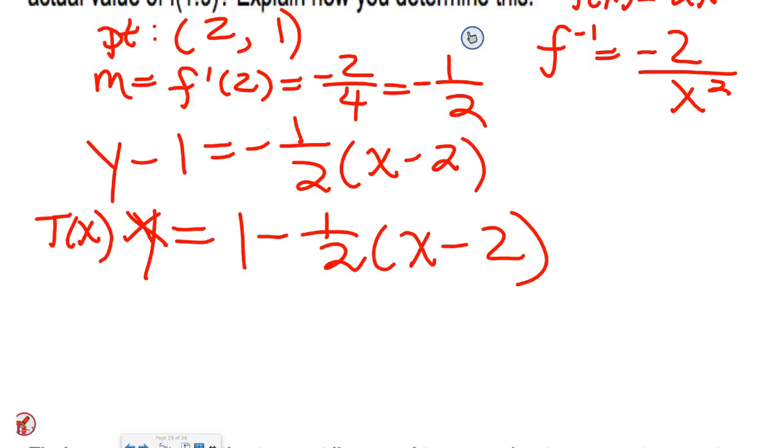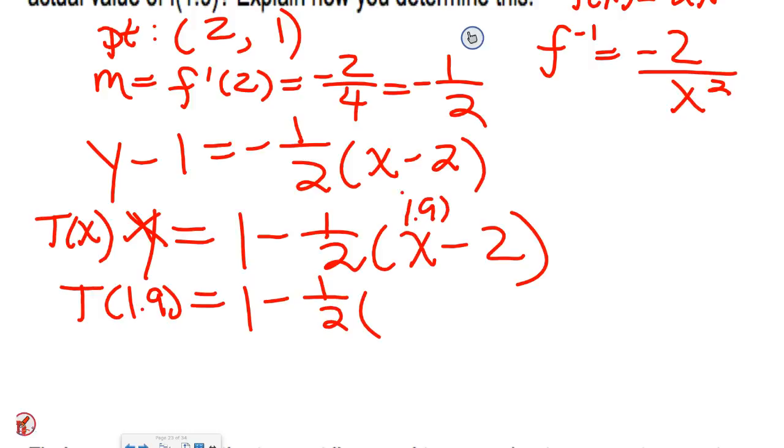So it said I'm supposed to use this to approximate the value of the function at, did it say 1.9? Yes? All right, so my tangent line at 1.9 is going to be 1 minus 1/2. Do you like decimals or fractions? Don't mix the two. If you don't have a calculator, you should go all decimal or all fraction. Pick one. Go ahead, Freedom, pick. Do you want a fraction? So we'll do 1/2 times 1.9 minus 2, which is negative 1/10.